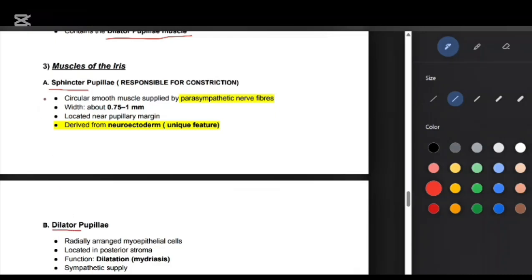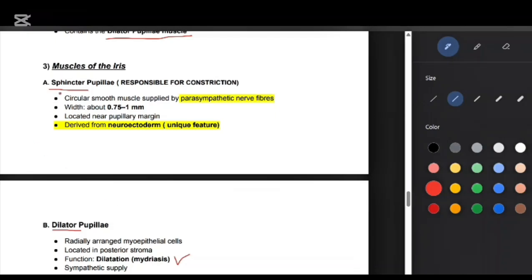Now, one thing that I would like to mention here is that constriction is also known as miosis, while dilation of the pupil is also known as mydriasis. So you don't have to get confused about what mydriasis or miosis mean. It's simply constriction and dilation of the pupil.